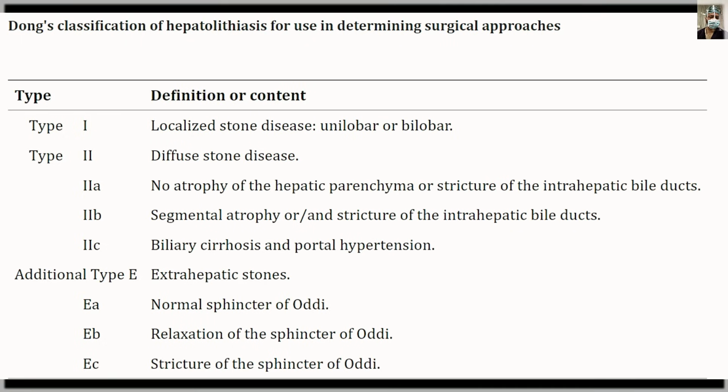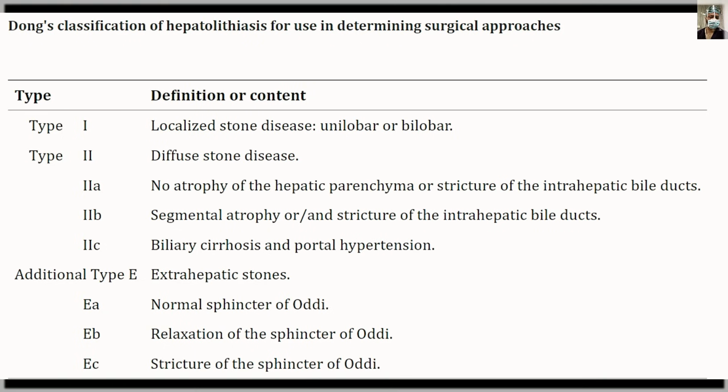So up to the E level, just remember this type 1, type 2. Type 1 is localized stone disease, which is unilobar or bilobar. If it is localized, then a patient can be offered a resection, because resection has the least recurrence rate. And type 2 is diffuse stone disease.